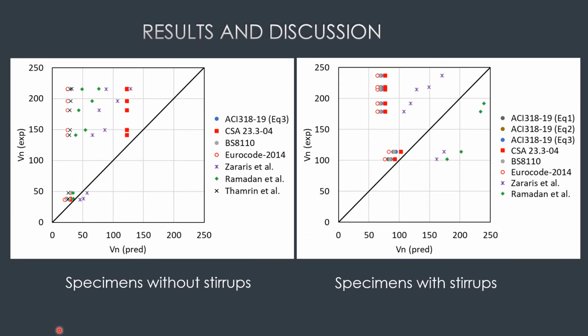Moving on, we plotted the experimental shear capacity to the predicted shear capacity for the specimens without stirrups and specimens with stirrups. You can see here that most of the points lie above the unity line, indicating that the predictions were conservative and underestimated, except for a few points in the beams with stirrups that were predicted by Zararis and mainly Ramadan et al.